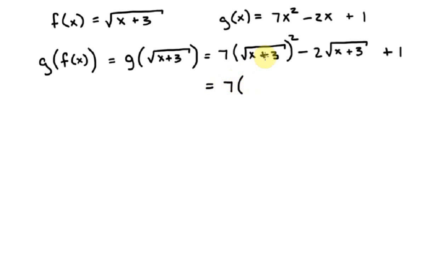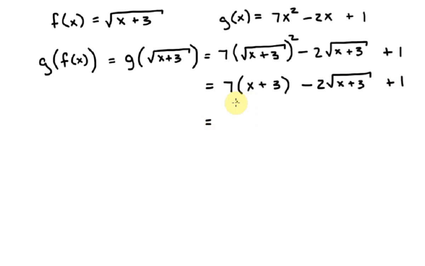Really nice is the fact that when you square root and you square, they undo each other. So they just kind of cancel each other out of the picture. And then this guy here, well, there's not much I can do there. I just got to leave it alone the way it is. And then I got plus 1.